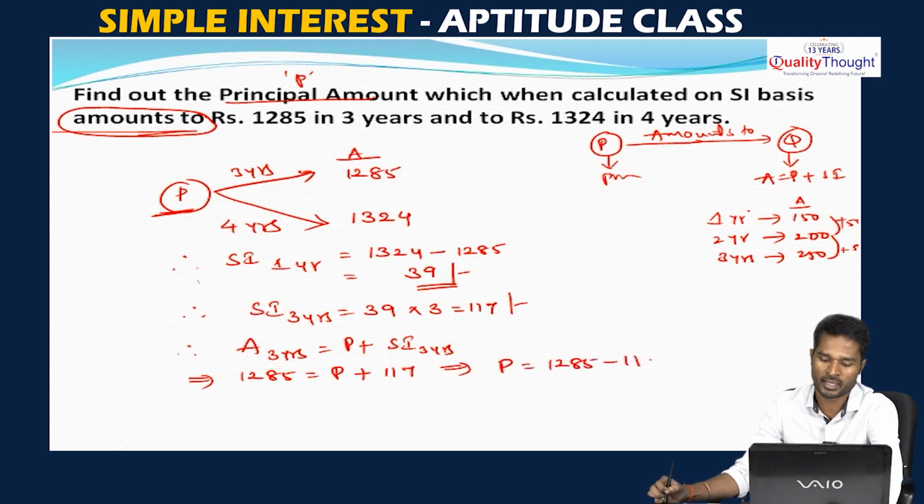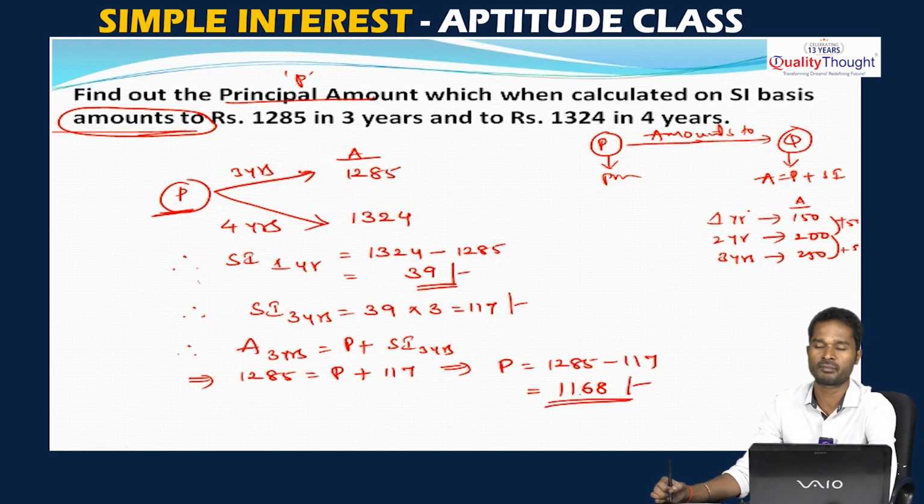1285 minus 117. So, 1285 is the total amount for 3 years, and in that the simple interest is 117. So, 15 minus 7 is 8, 7 minus 1 is 6, 2 minus 1 is 1 and that is 1. So, the principal amount that was given is 1168.